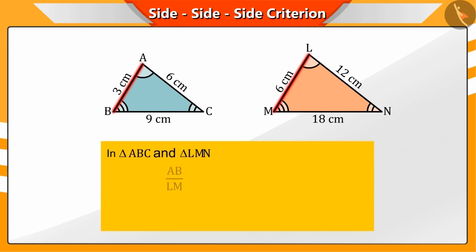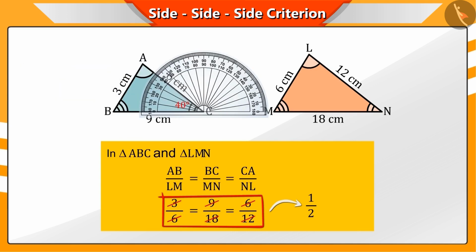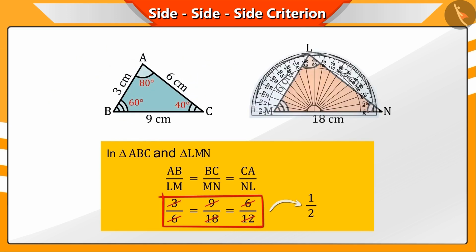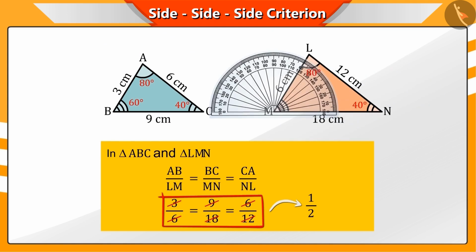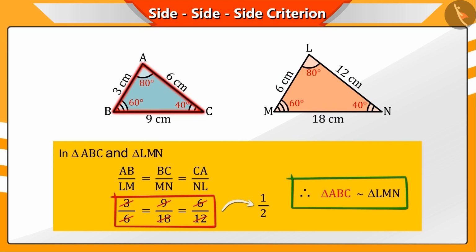If we look carefully, corresponding sides AB, LM, BC, MN and CA, NL, their ratios are equal to 1/2. Now, what can you say about the angles of these two triangles? Yes, if you measure, then you will see that the corresponding angles are equal. By this, we can see that triangles ABC and LMN are similar to each other.